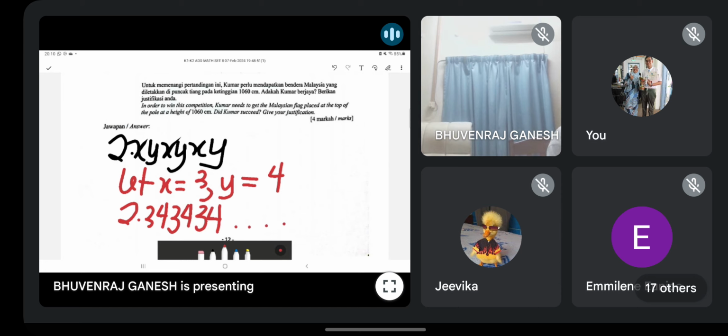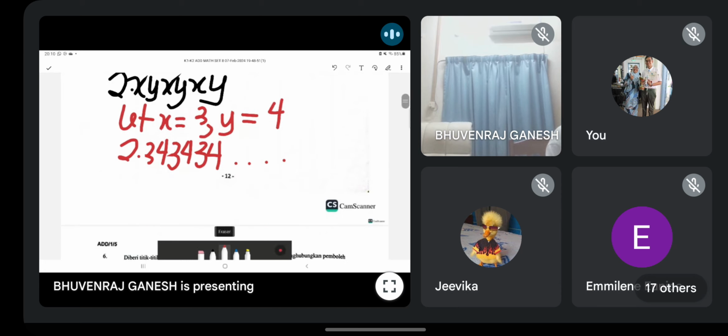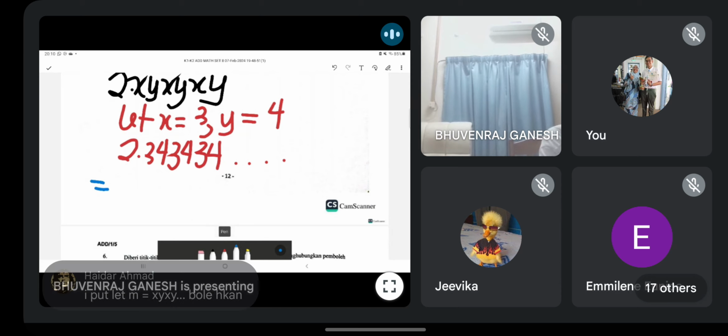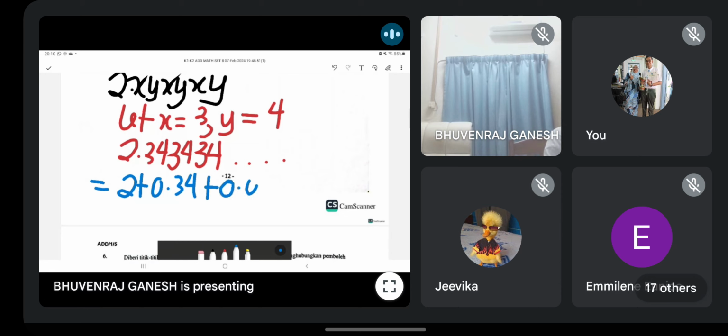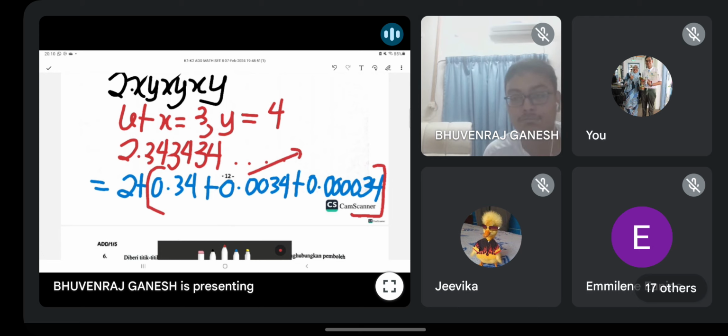Okay, so guys, if you see like this, what is this number equal to? Nombor ni sama dengan apa? 2 plus 0.34 plus 0.0034 plus 0.00034. Can you see the pattern, guys? Adakah kamu boleh nampak pola dia? Can anyone tell me what is this? The one I bracket, yang saya kurungkan tu. What is that actually? You all learn this.